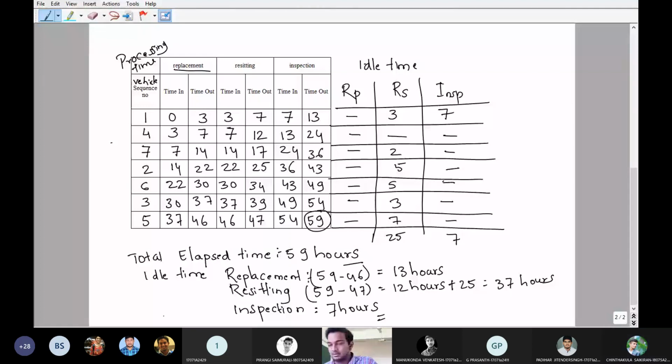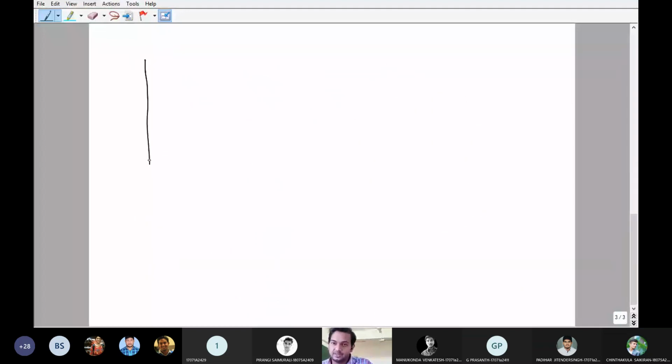Okay, now I will tell you how to make the Gantt chart. If you see in the Gantt chart, you should understand this. This is for maintaining the vehicle. We should give it in the maintaining the vehicle.